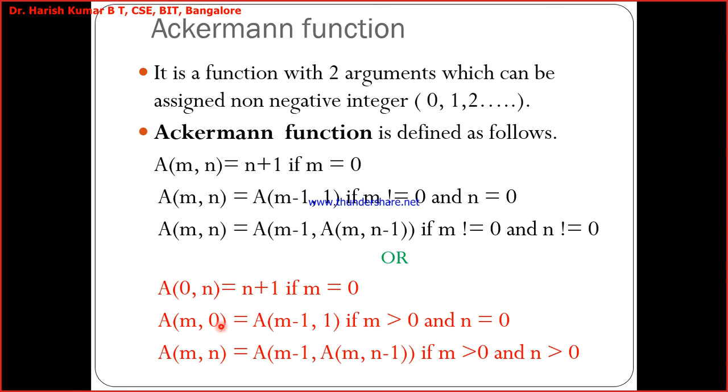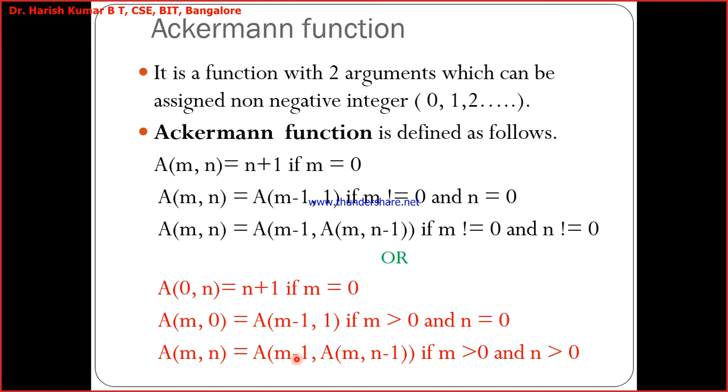And in the second one, the second argument is 0, a of m comma 0. If you observe this, it is a of m minus 1 comma 1. So we subtract 1 from m and make the second argument 1. I've already told you this doesn't have any practical use as such. It is just to understand how a recursive function grows faster than an exponential, so we have this Ackermann function. If m greater than 0 and n equal to 0, this is the definition. Similarly, if both m and n are greater than 0, this is how we define it.